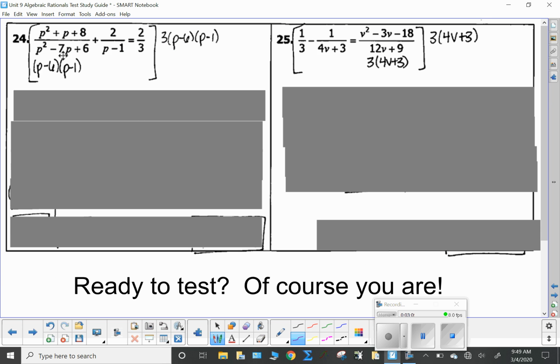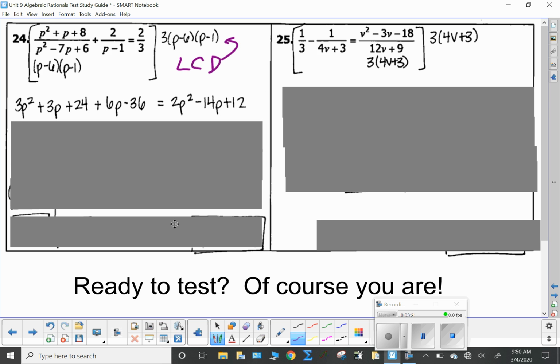Okay, next up, we have p minus 6 times p minus 1. Here's a p minus 1, and here's a 3. So my least common denominator is this, and I'm going to multiply every single term by it. Remember that it's going to cancel things out. So this is going to wind up just multiplying this by 3. Here, the p minus 1's go away, so I've got 2 times the p minus 6, so it'd be 2p minus 12 times 3, which is where you get the 6p minus 36.